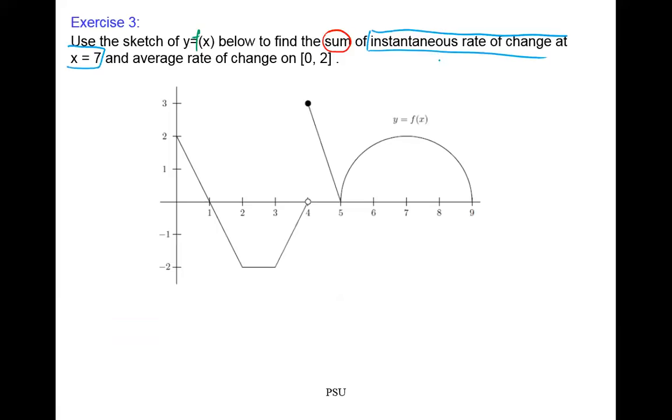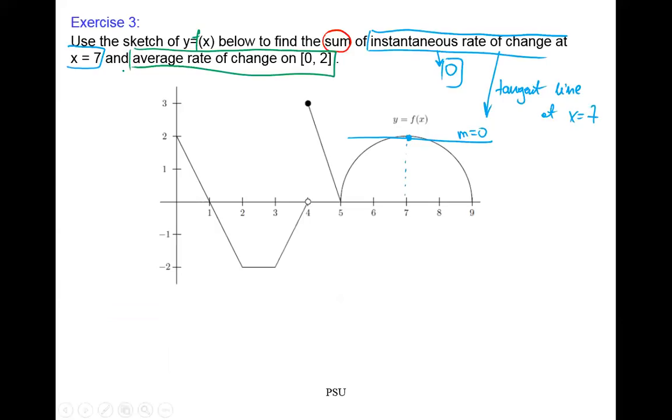0. Thank you. This number is 0 because I have to find the corresponding value for 7 and draw a tangent line, and this slope is 0. It's simply the tangent line at 7. 0. Okay, now who can tell me the average rate of change between 0 and 2? Who can tell me this value? We have to just find the slope of the secant line.